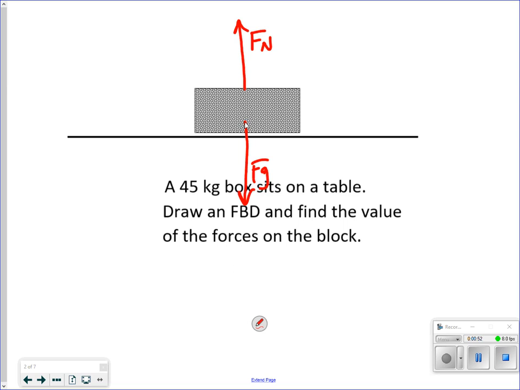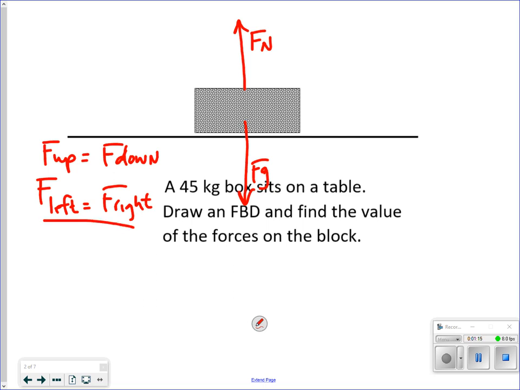Now the thing about balanced forces, when we start to work with them numerically, the main things that we keep in mind is that all the forces pointing up have to equal all the forces pointing down, right? And then all the forces going to the left have to equal the forces going to the right. Now, as you can tell, I don't have any forces going to the right and left, so that is kind of a moot point, but it still has to be satisfied. This is going to be the one that we spend the most time taking a look at.